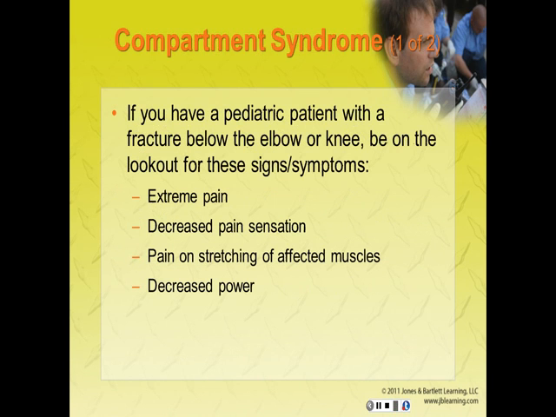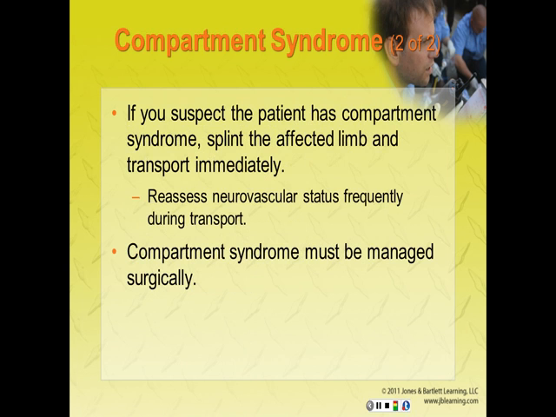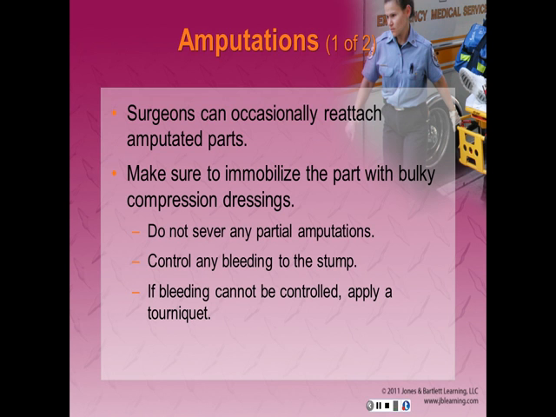Compartment syndrome. If you have a pediatric patient with a fracture below the elbow or the knee, be on the lookout for these signs and symptoms: extreme pain, decreased pain sensation, pain on stretching of the affected muscles, and decreased power. These are indicators that the pressure within the fascial compartment is elevated. If you suspect that your patient has compartment syndrome, splint the affected limb and provide immediate transport. Reassess neurovascular status frequently during transport, and remember, this must be managed surgically.